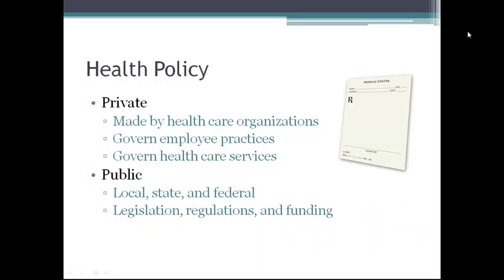So what is a health policy? There are two different kinds. A private health policy is made by healthcare organizations like hospitals. They govern employee practices and healthcare services provided by that organization. An example of a private health policy is a policy for reporting patient care errors. A public health policy refers to local, state, and federal legislation, regulations, and funding for healthcare services, delivery, and reimbursements. An example of that would be mandatory requirements for licensure to practice professional nursing.